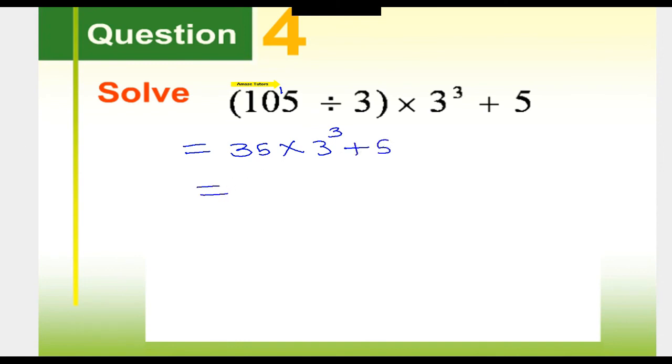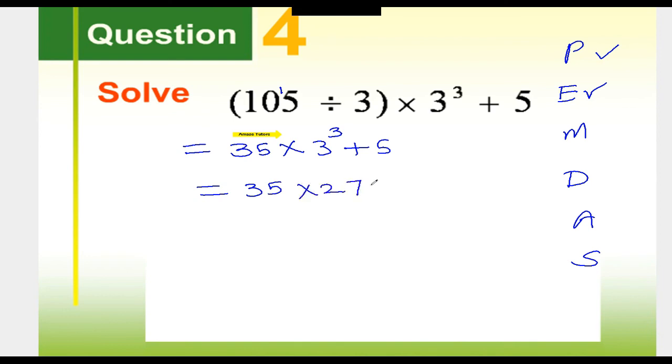Now you have to do the exponents next, not the multiplication. PEMDAS. So exponent next in the order. After brackets, exponent. So what is 3 cubed? 3 cubed is 27. So 35 times 27 plus 5.